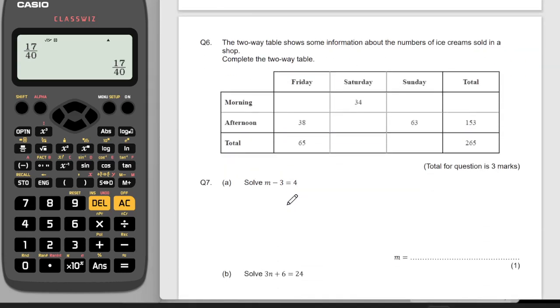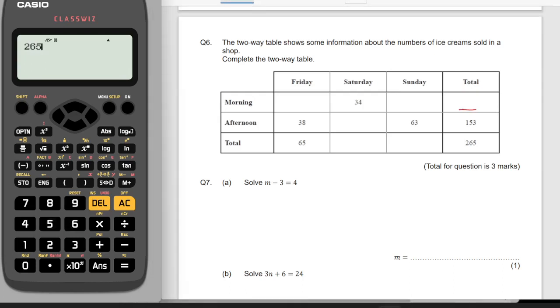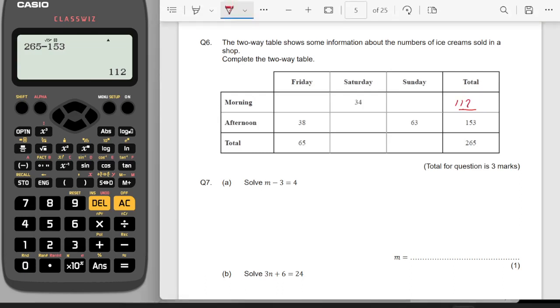Okay, question 6. A two-way table shows information about the number of ice creams sold in a shop. So I like two-way tables. Complete the two-way table. All the information has been put in for you. Often it will be a wordy question, and you extract the information yourself. I'm going to do this one first of all. So that's going to be 265 minus 153, so we're looking at 112 there.